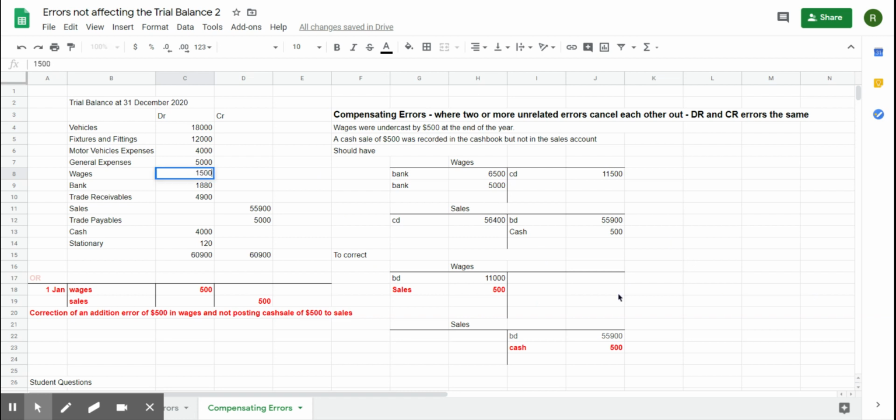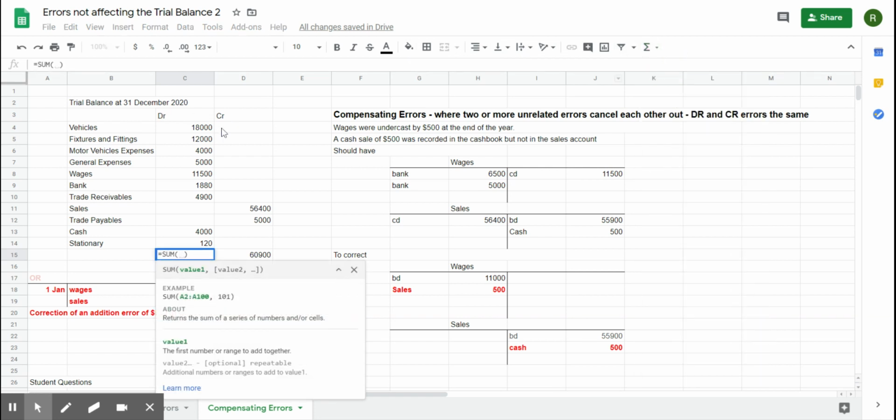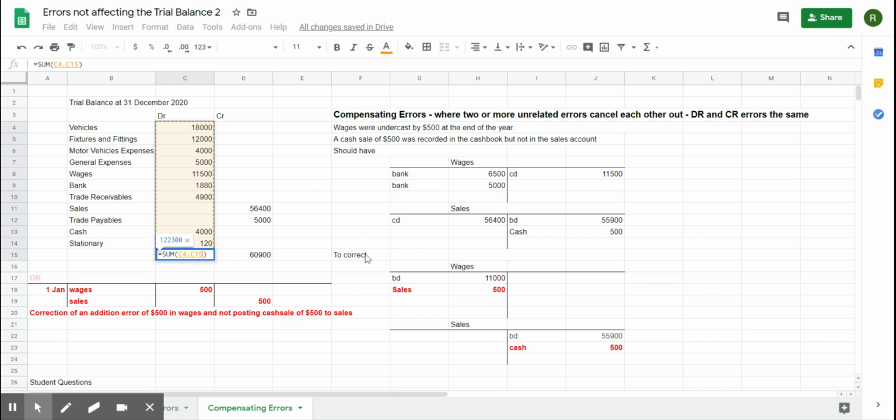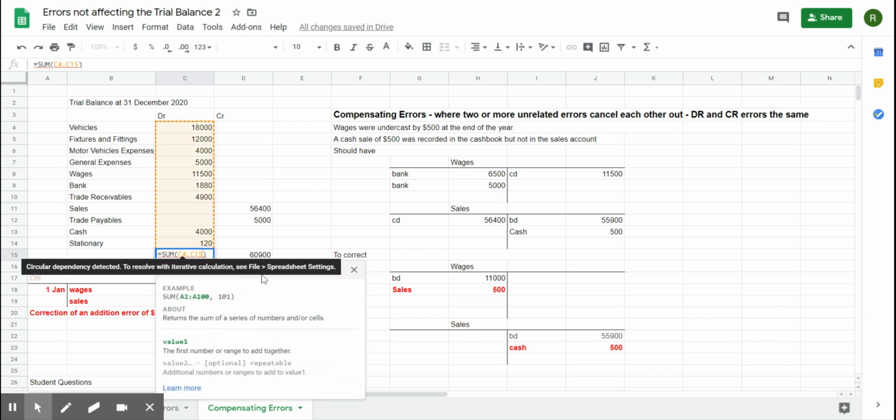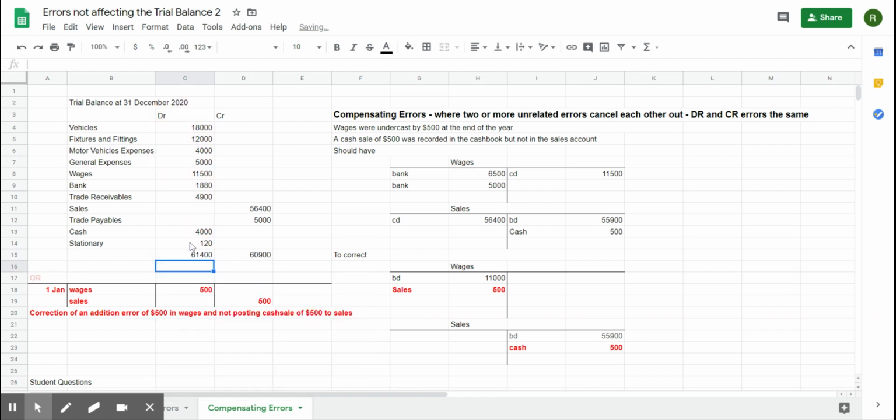So the wages should have been 11,500. And we know that the sales should have been 56,400. Okay, and when we've put the two corrections in, just do a quick sum on that. And pull the sum across. Hopefully my trial balance will balance still. It does, but it's at the correct amount.